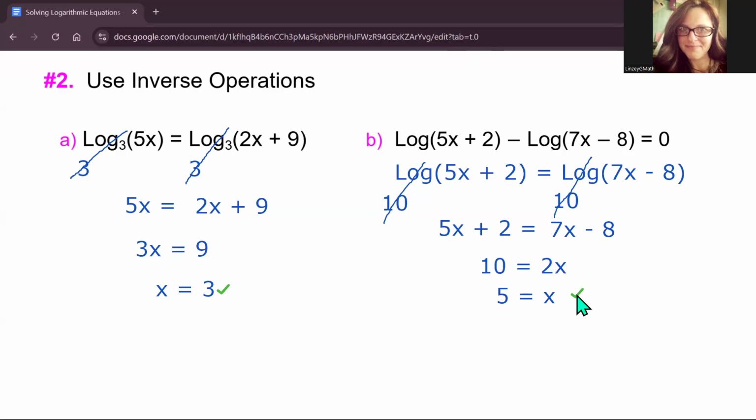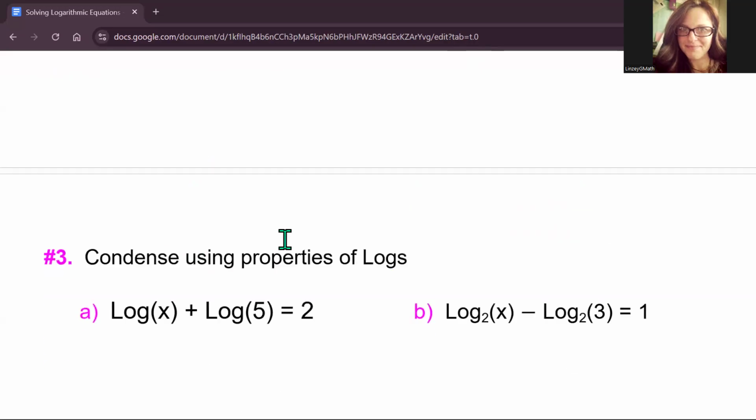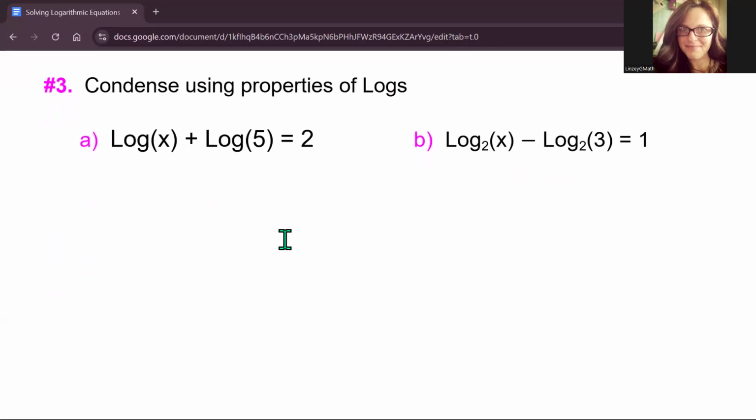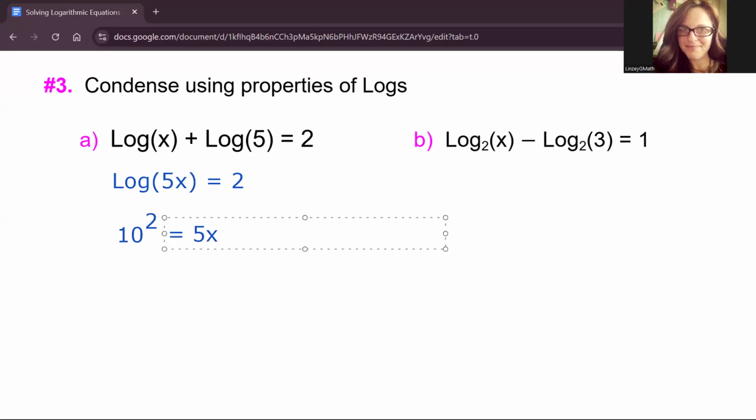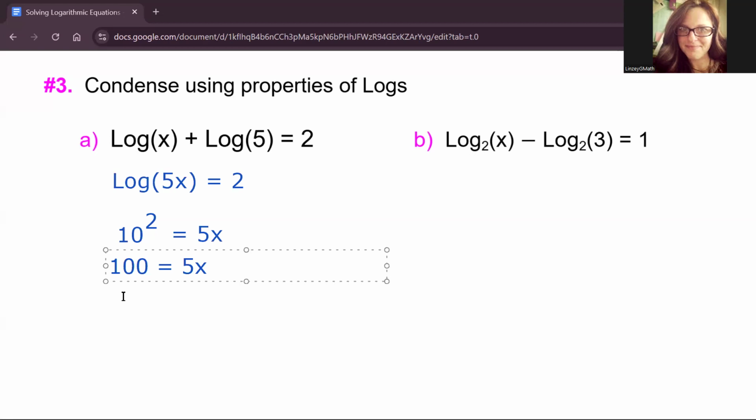Number 3, using properties of logarithms to condense. Letter A, we'll use the product property. When you're adding two logarithms with the same base, you can rewrite it by multiplying the arguments together under one log. So we get log of 5 times x is equal to 2. And then we can rewrite this using our exponential form. This is common log, log base 10, raised to the second power is equal to 5x. And we get 100 is equal to 5x. Divide by 5.